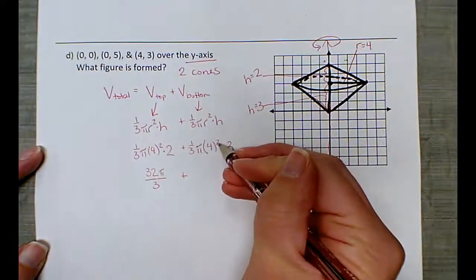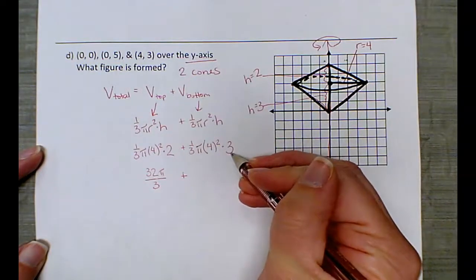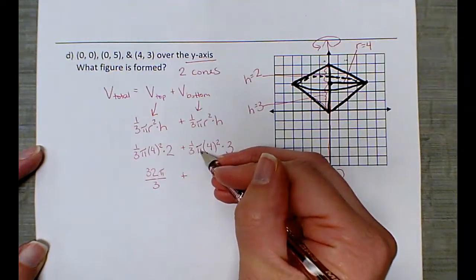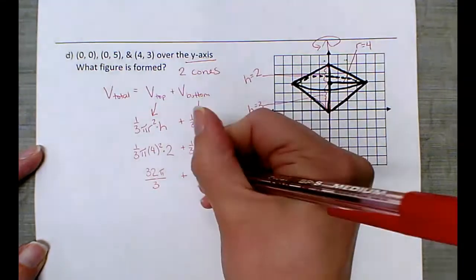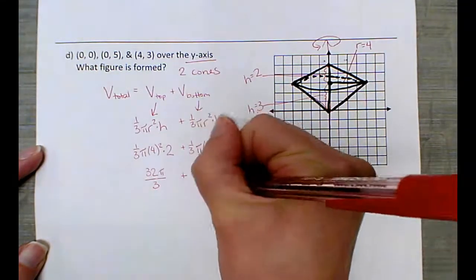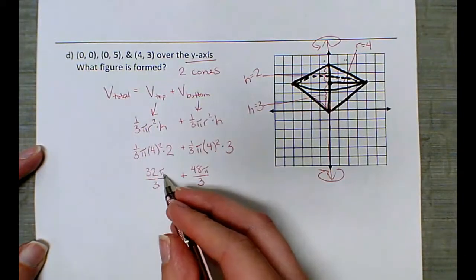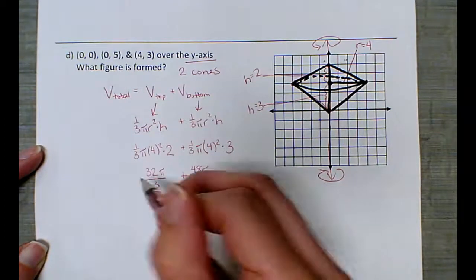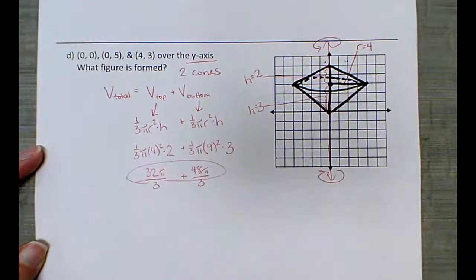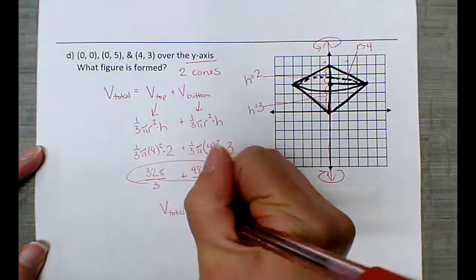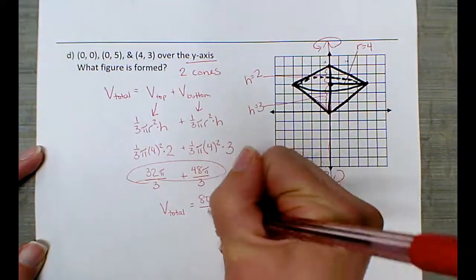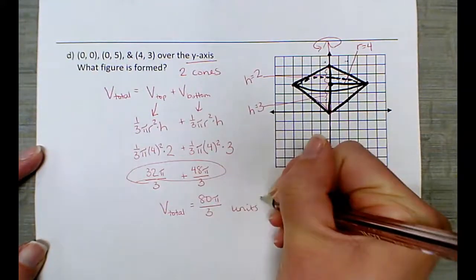Next term, 4 squared is 16. 16 times 3 is 48. 48 times pi is 48 pi, and 48 pi times 1/3 is 48 pi thirds. And I didn't simplify this to be 16 pi simply because I'm adding with another pi over 3 term. So I need to add my numerators. 32 pi plus 48 pi would give me 80 pi. So my total volume is 80 pi over 3, and we measure in units cubed.